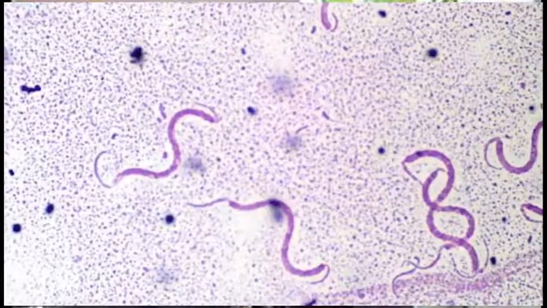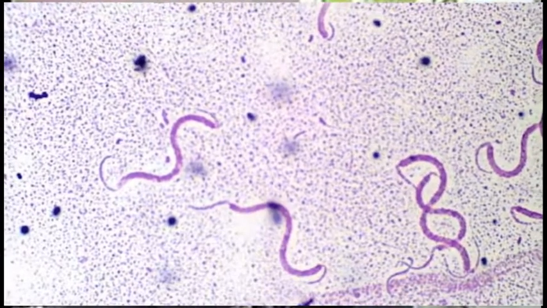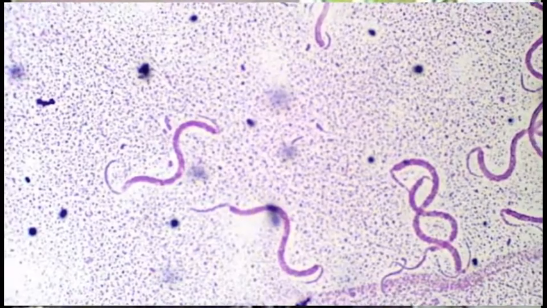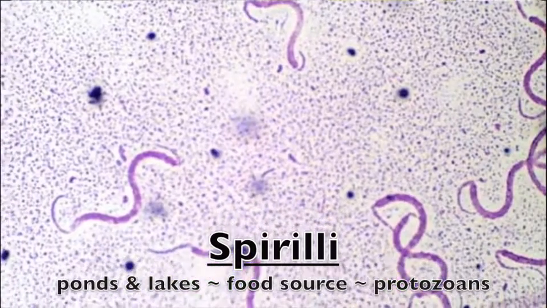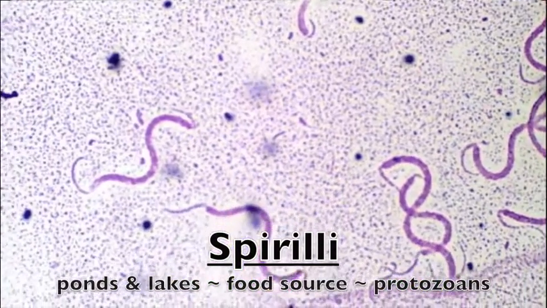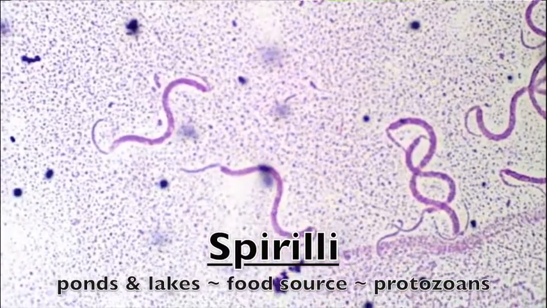The third group of bacteria that we want to look at are the Spirilli bacteria. Now, for the most part, the Spirilli are the largest of the bacteria. Most of them are motile, using either cilia or flagella, and they're important in ponds and lakes as a food source for protozoans and other types of organisms.